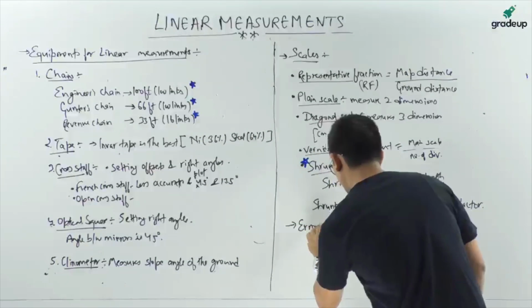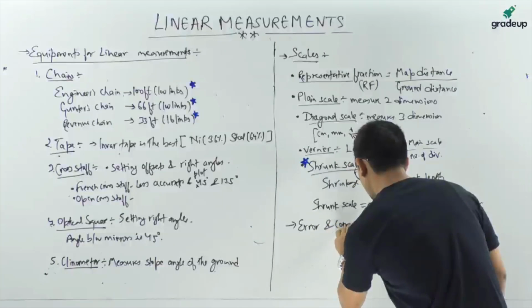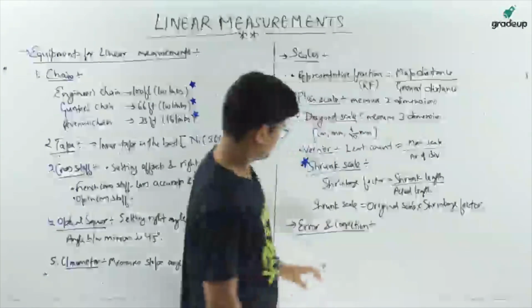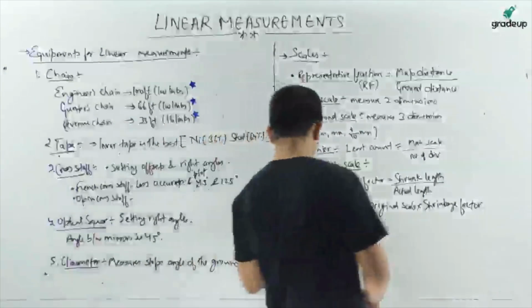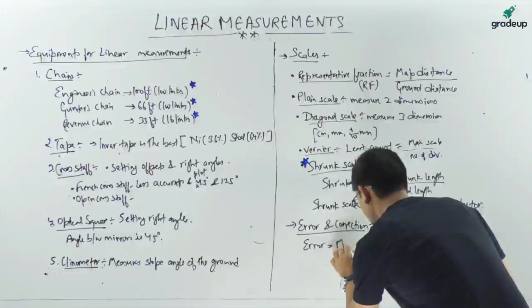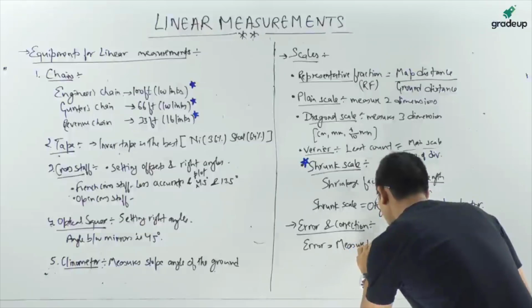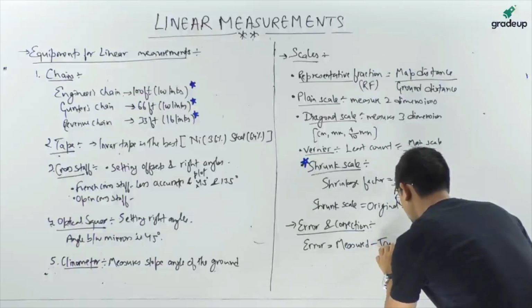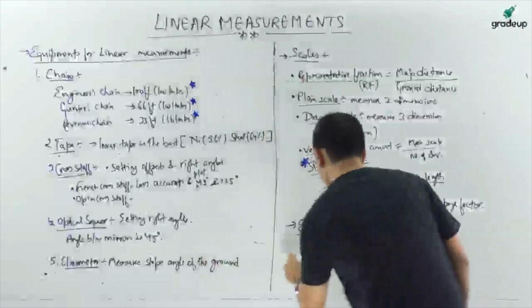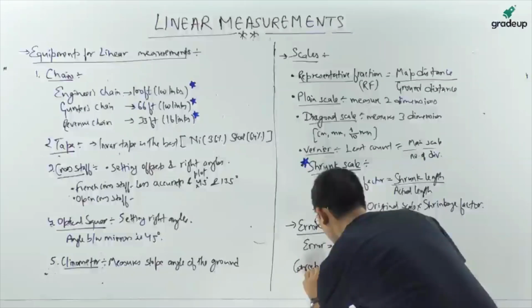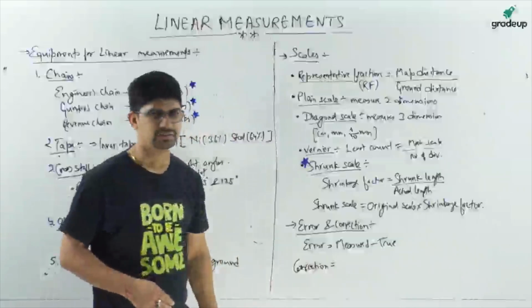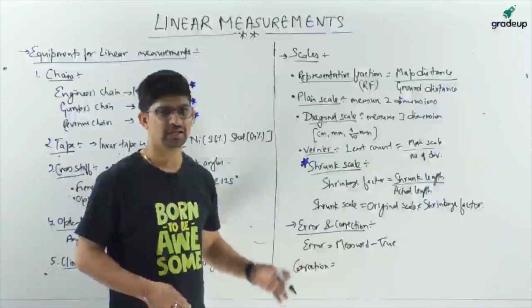Now there are 2 points, error and correction. A lot of confusion is with regard to this. So what is error? Error is what you measured minus what is true. So error is measured minus true. Correction is the negative of error. In order to remove the error you have to apply correction, so it will be the negative of error.